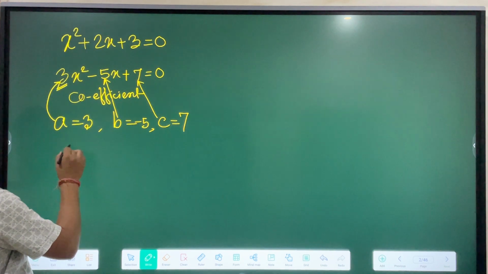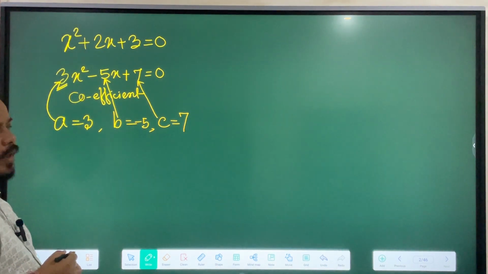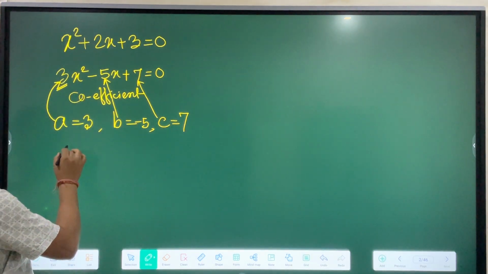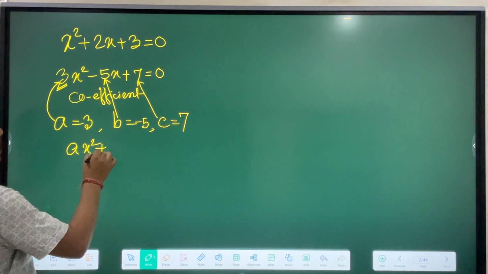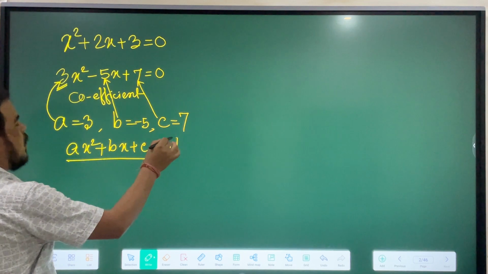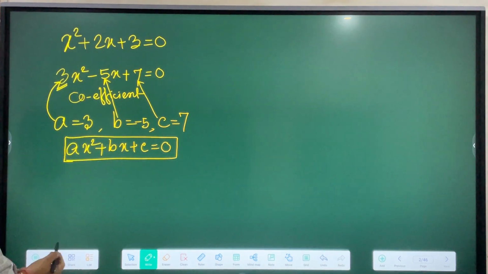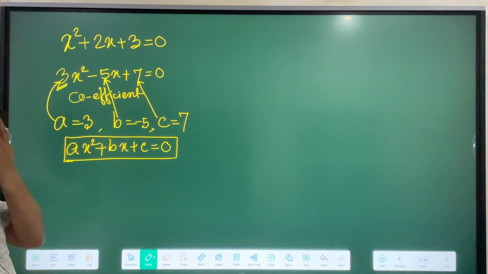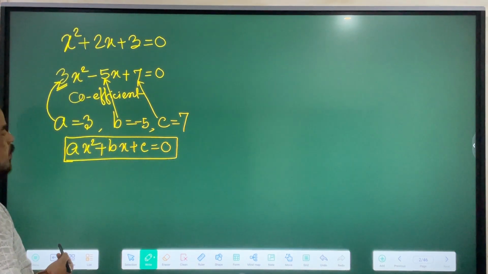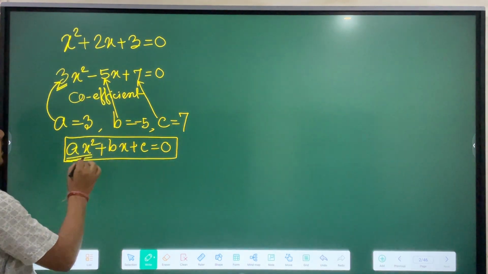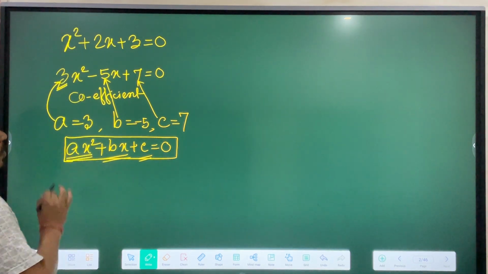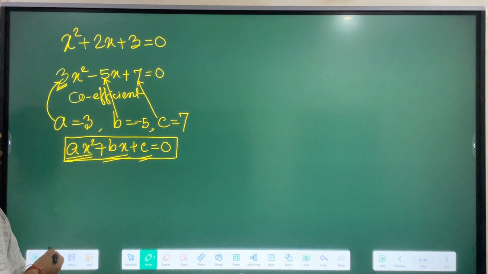Now, what is the general form of quadratic equation? In general there is a form of quadratic equation, that is ax square plus bx plus c equals 0. This is the standard form or general form of quadratic equation. Any quadratic equation in this form, we can say it is a quadratic equation. The first part is for x square, the second part is for x, and the third part is for the constant.